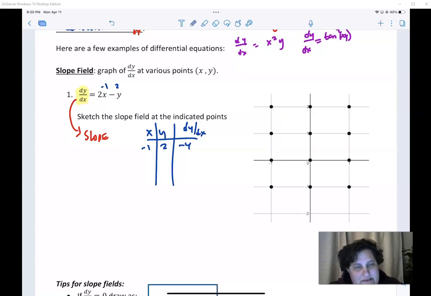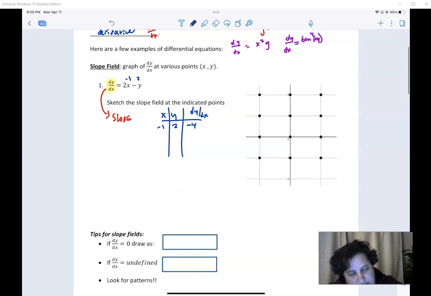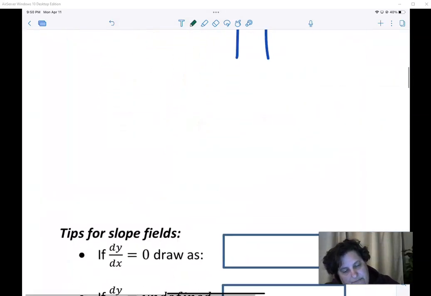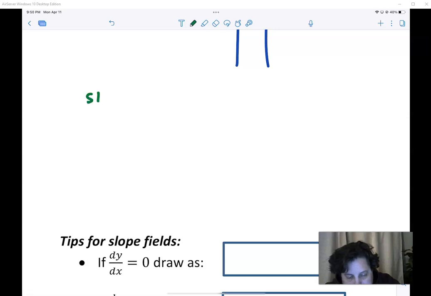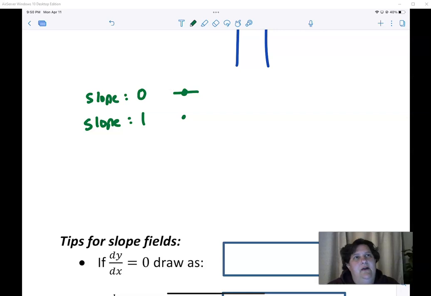Now let's think about how to draw that slope. Here are some slopes that we know. A slope of 0 would look like that. A slope of 1: think about things we know that have a slope of 1, like the line y equals x. It goes up 1 over 1, which would look like that, kind of at a 45-degree angle. A slope of 2 would be a little steeper. It's hard to tell the difference between a slope of 1 and a slope of 2.